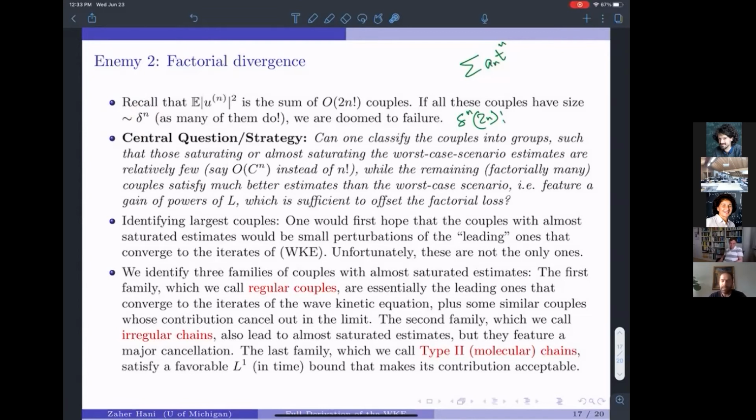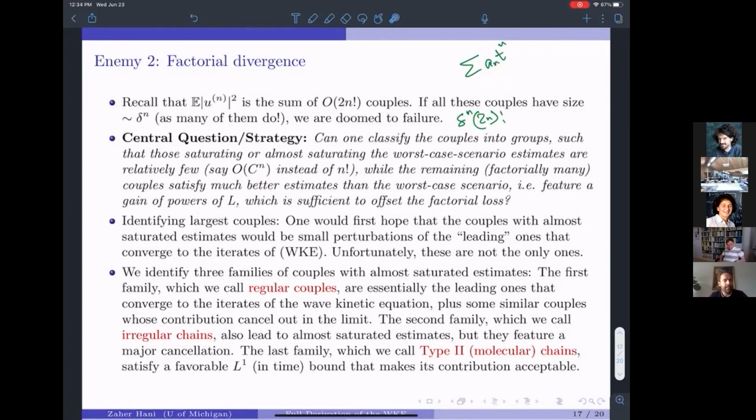The idea is to try to identify the largest couples. If we're lucky enough, there's only an exponential number of them, relatively few, c to the n. And then prove that the remaining couples feature a sufficient gain in powers of L, which I will explain in the next slide.